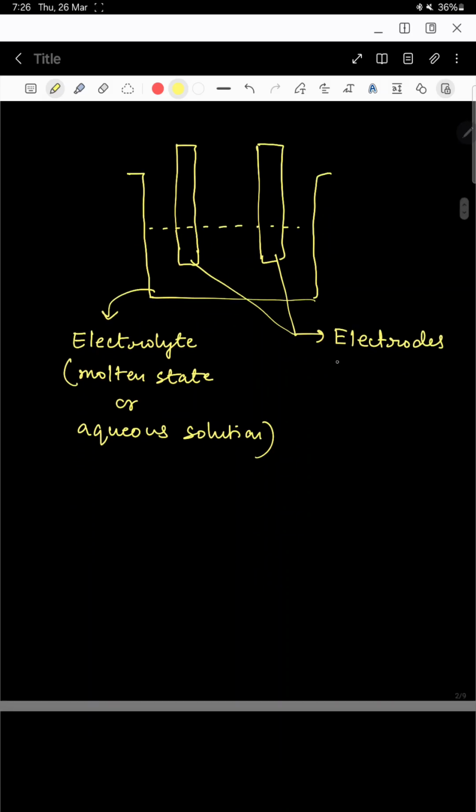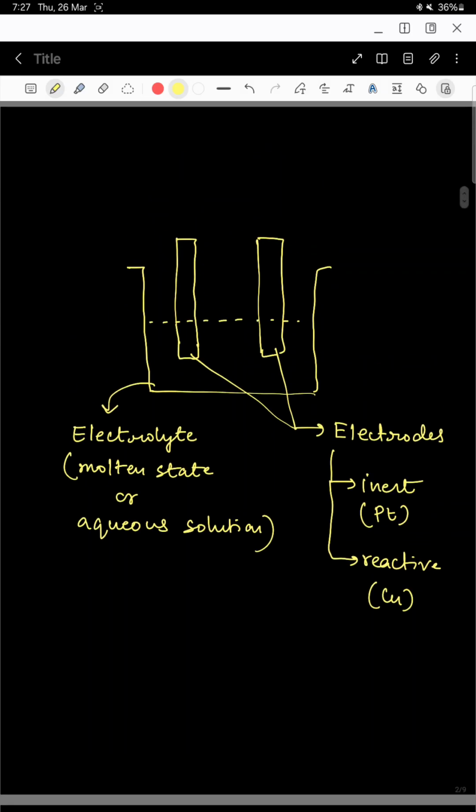Now electrodes can be either inert, like platinum, or they can be reactive, like copper. For example, when we take a platinum electrode, the electrodes are not taking part in any kind of reaction. But if we are taking a copper electrode, it can also take part in the reaction. That is why we say that copper is the reactive electrode and platinum is the inert electrode.